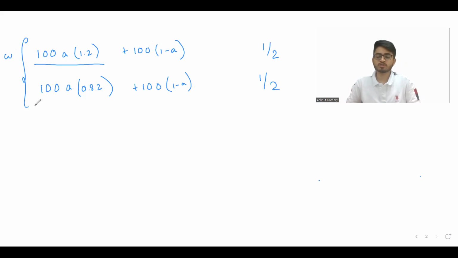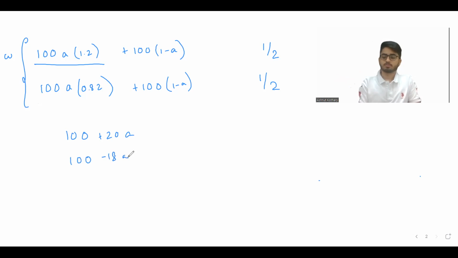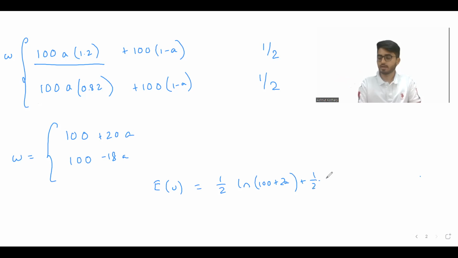It's always preferable that you start with defining the random variable, because it just makes it easier. Even in case you make some errors, tracking down these errors becomes easier. Now you have wealth in two cases. You need to find the expected utility. Now you can obviously simplify the first part, and this will become something like 100 plus 20A, and the second will become 100 minus 18A. This is gonna become my wealth, and now my expected utility will be of this format: half into ln of 100 plus 20A plus half ln of 100 minus 18A.